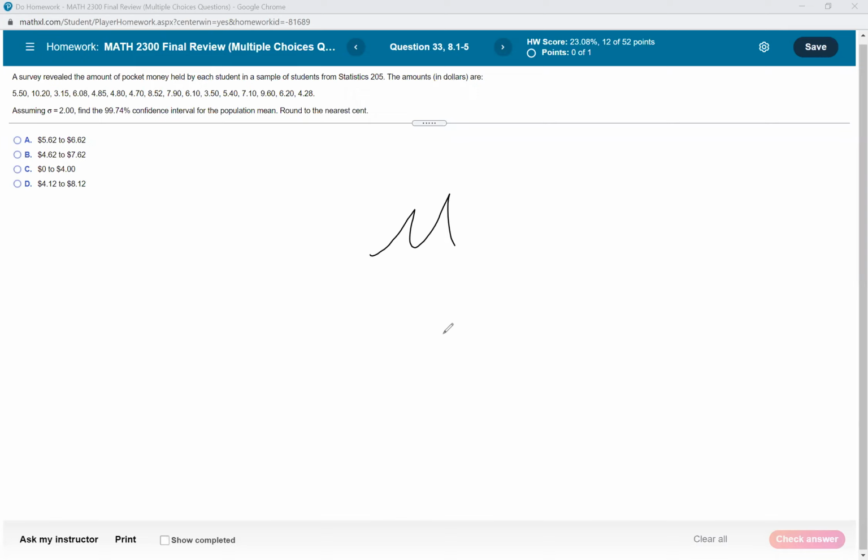So how can we find the confidence interval for mu? The formula is x bar plus minus. The first question is, can we use a z interval here? The data reveal the amount of pocket money held by the students. What is the sample size? 1, 2, 3, 4, 5, 6, 7, 8, 9, 10, 11, 12, for 15, right? Yeah, so n is 15.